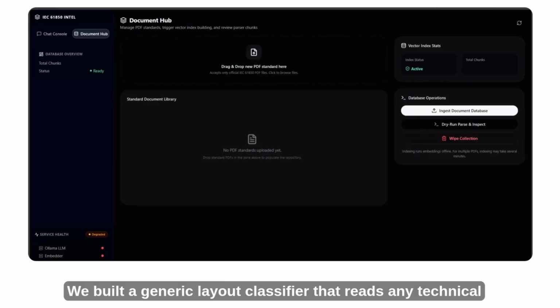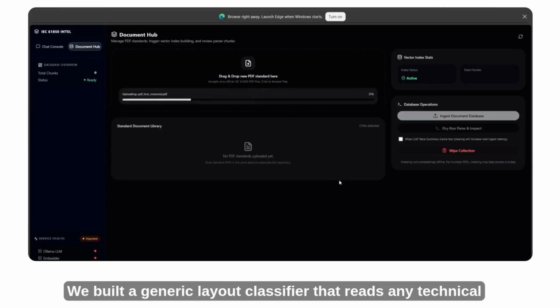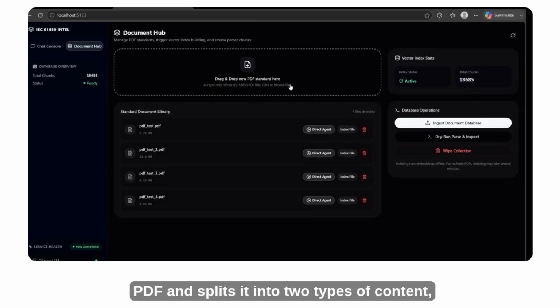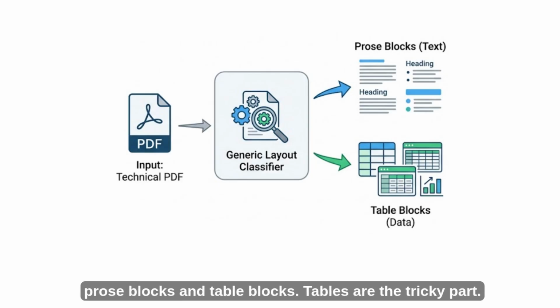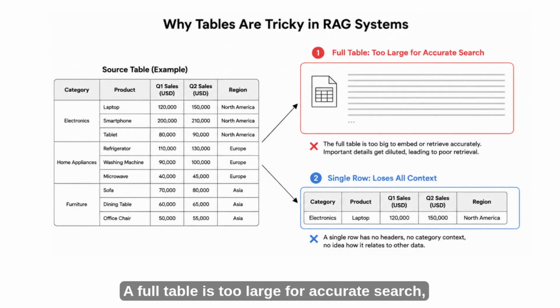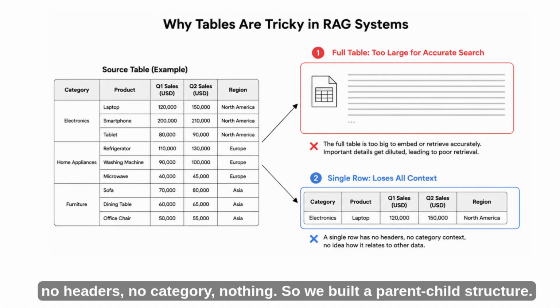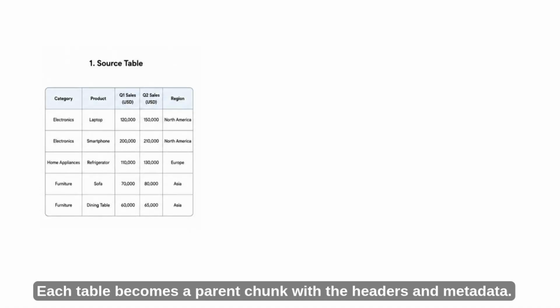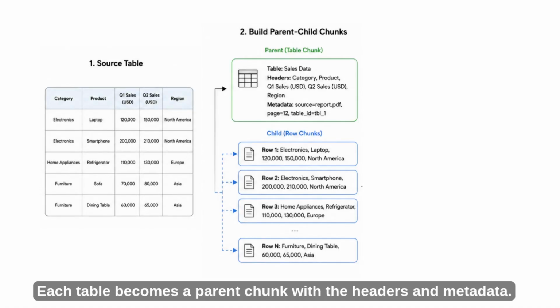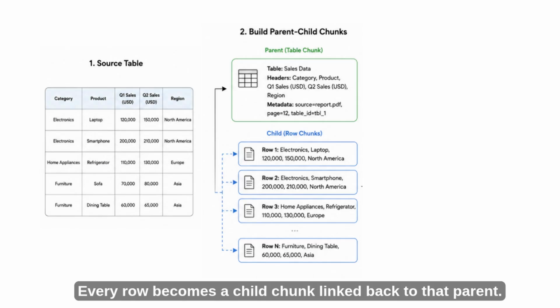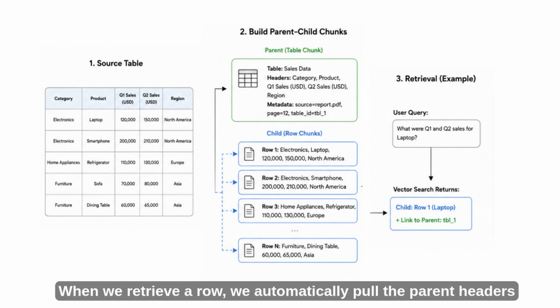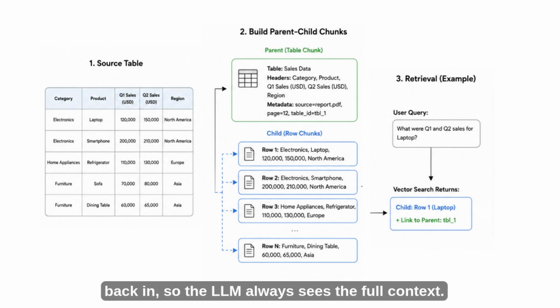First, ingestion. We built a generic layout classifier that reads any technical PDF and splits it into two types of content, prose blocks and table blocks. Tables are the tricky part. A full table is too large for accurate search, but a single row loses all its context. No headers, no category, nothing. So we built a parent-child structure. Each table becomes a parent chunk with the headers and metadata. Every row becomes a child chunk linked back to that parent. When we retrieve a row, we automatically pull the parent headers back in, so the LLM always sees the full context.